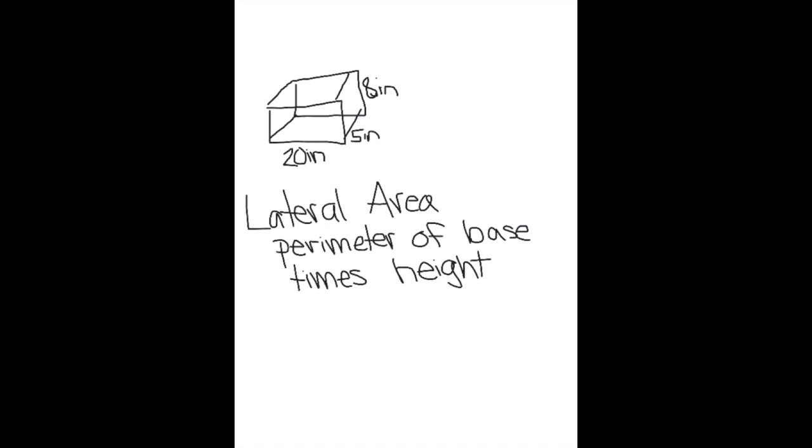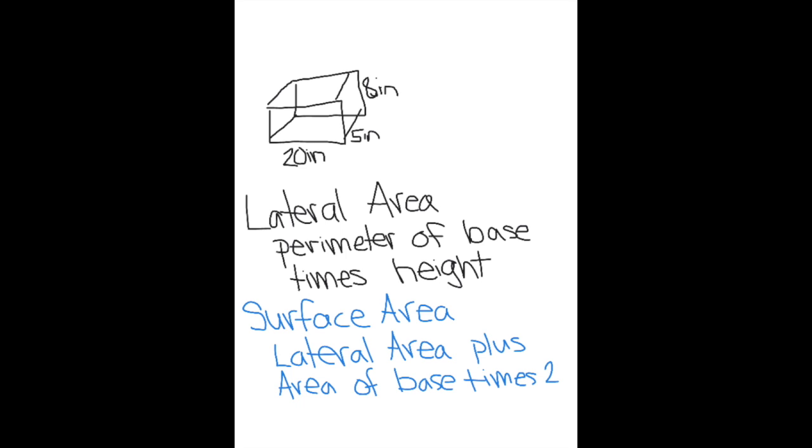So, when we are looking at finding the surface area, we're going to find something called the lateral area first. The lateral area is just the perimeter of the base times the height between the two bases. Once you have found the lateral area, you can use it to help you find the surface area. To do so, you take the lateral area you just found plus the area of the base times 2.